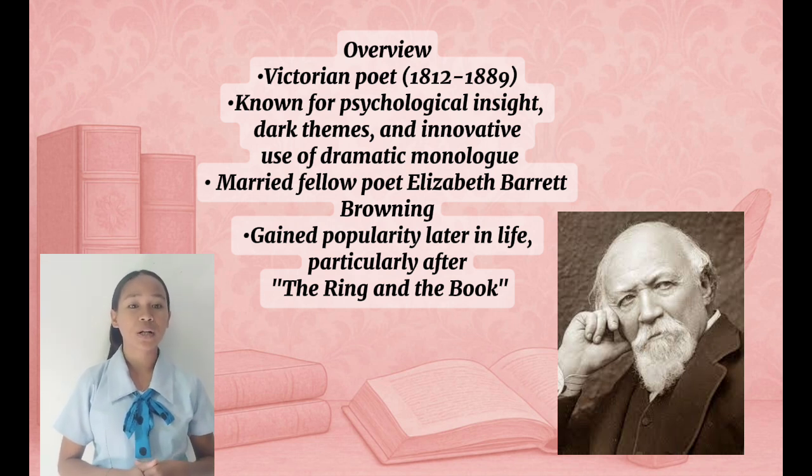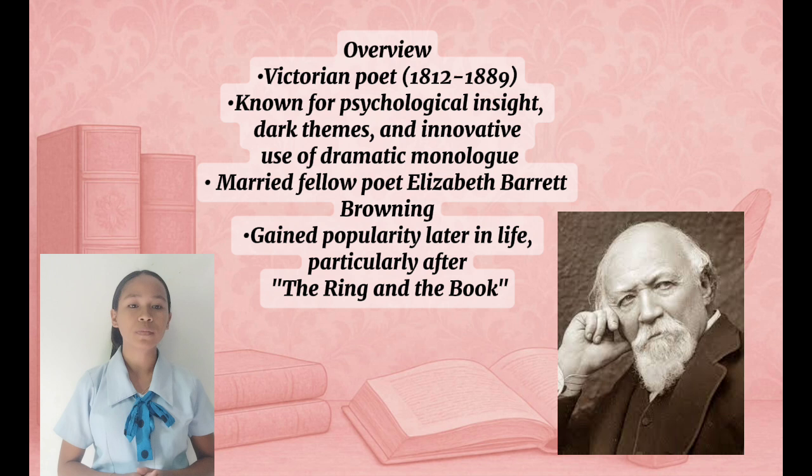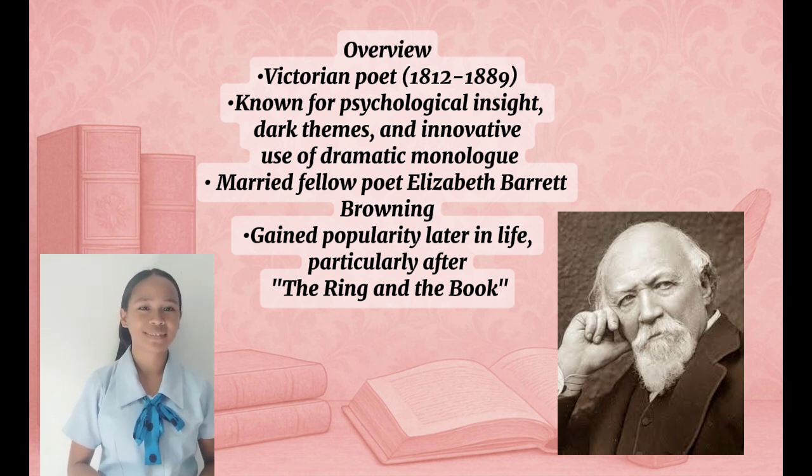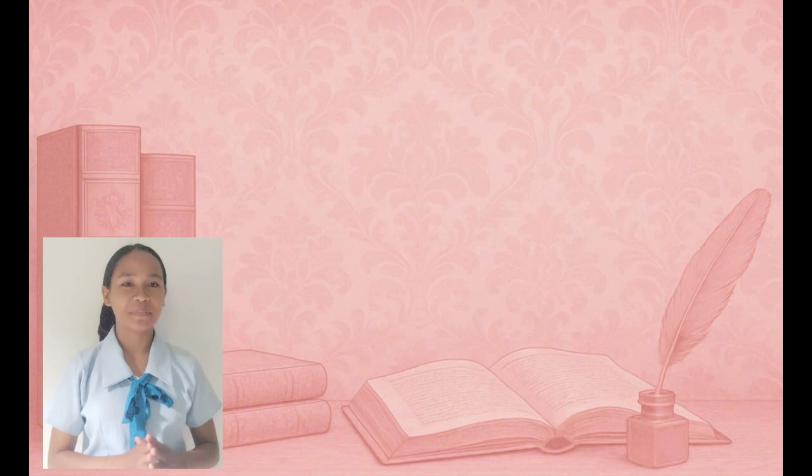He was also married to another famous poet, Elizabeth Barrett Browning. Although his work wasn't very popular at first, he became well known later in life, especially after publishing his long poem entitled The Ring and the Book. So now, since we are done discussing Robert Browning, let us define what a dramatic monologue is.